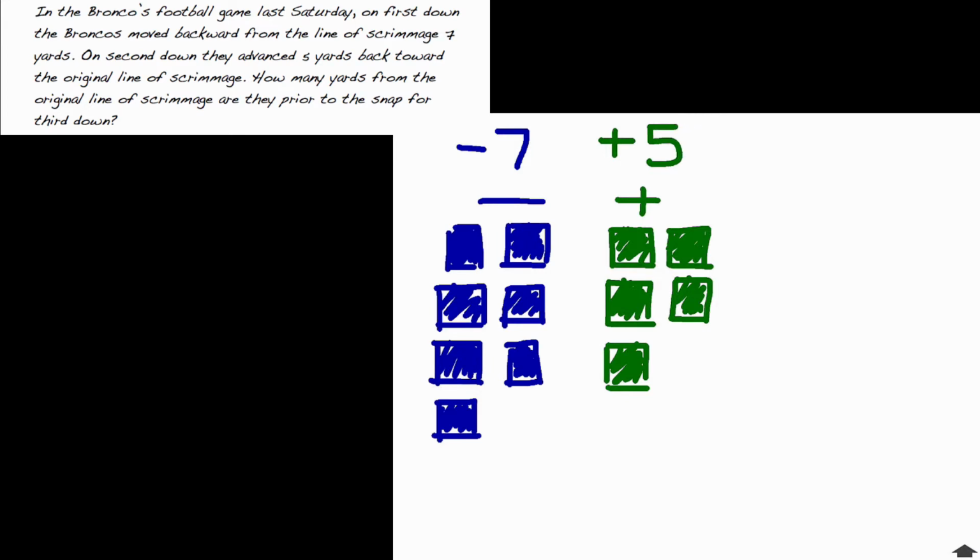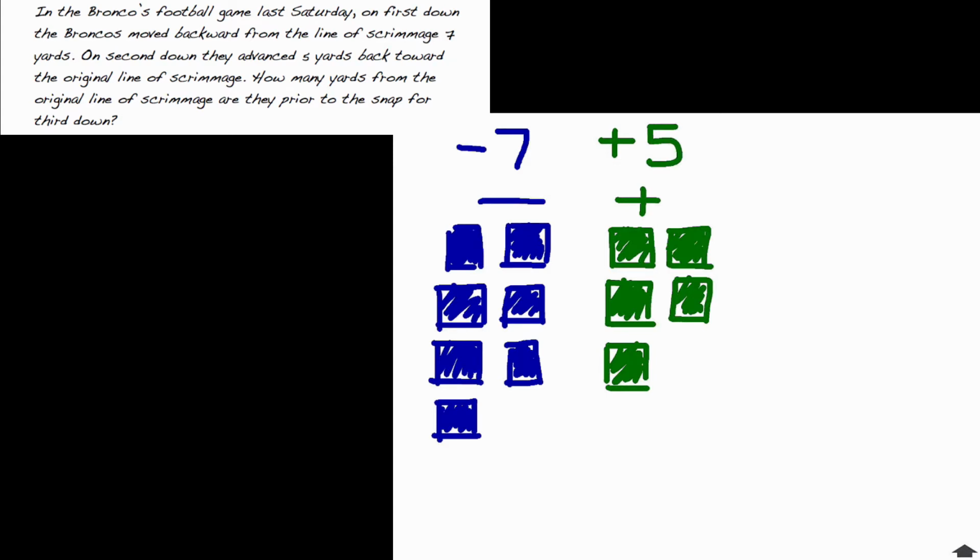One way that we can use to solve this is to use counters, and you might have used these before, where you actually have chips or blocks or something that you can move around. Now, if you don't have those available to you, another thing that you can do is you can always draw them out, like I've done here. And so I've drawn my -7. You can see we have 7 counters here, and then my +5 counters.